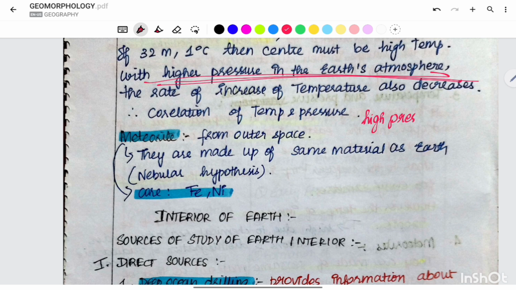High pressure, the rate of increase of the temperature has been decreased. Therefore, this is the correlation between temperature and the pressure.